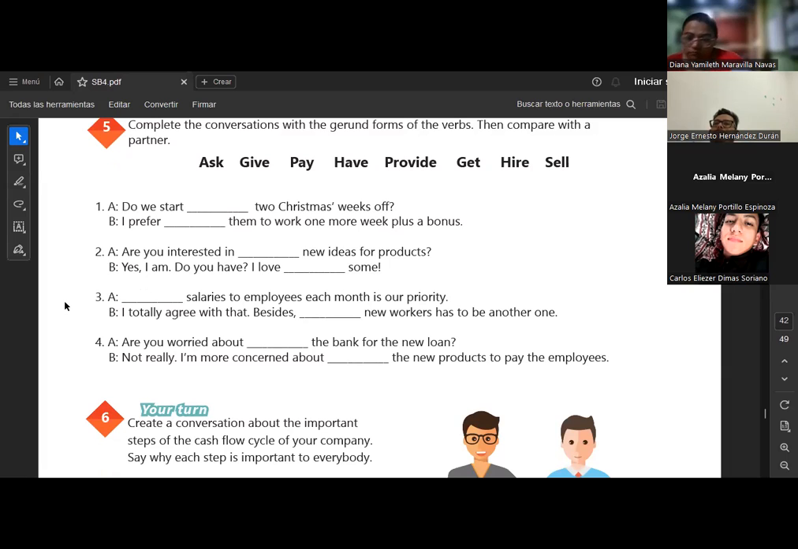Do you have to use only gerunds? Only gerunds, yes. We have to use only gerunds, and we have to use the correct gerund. So you have to understand the sentences.